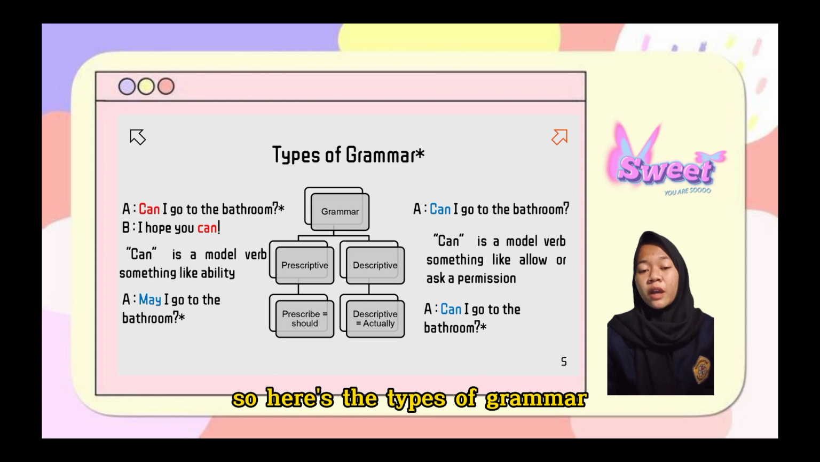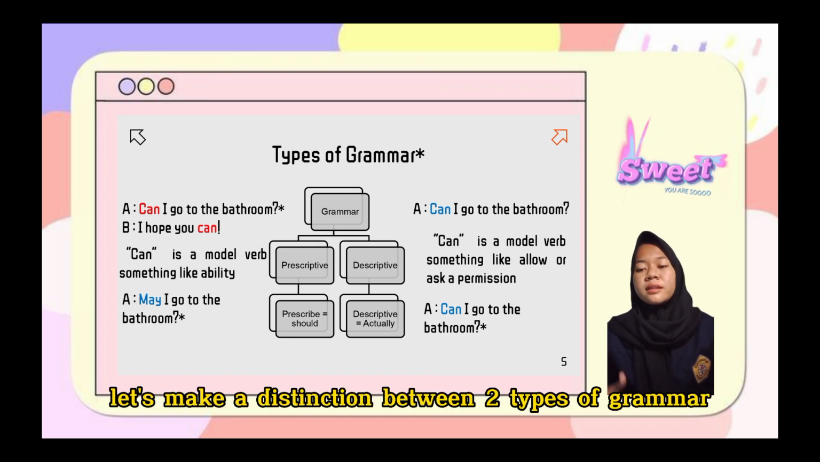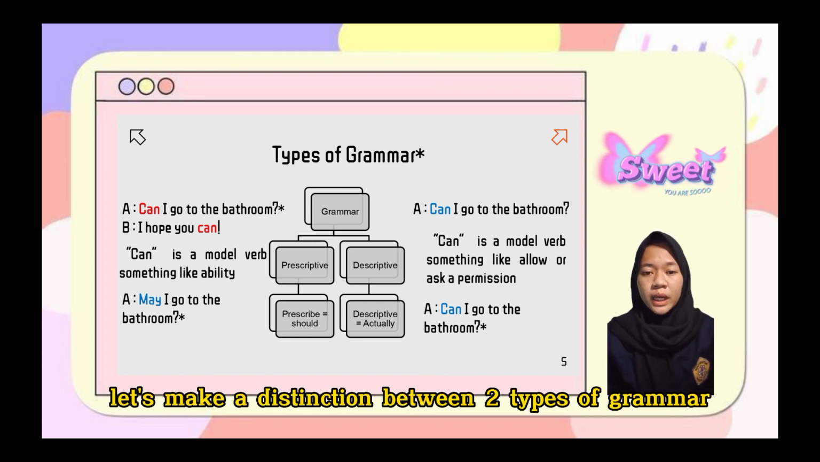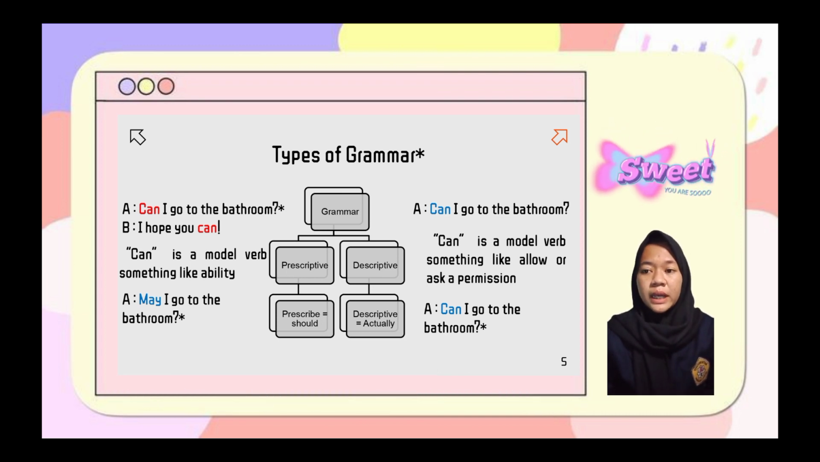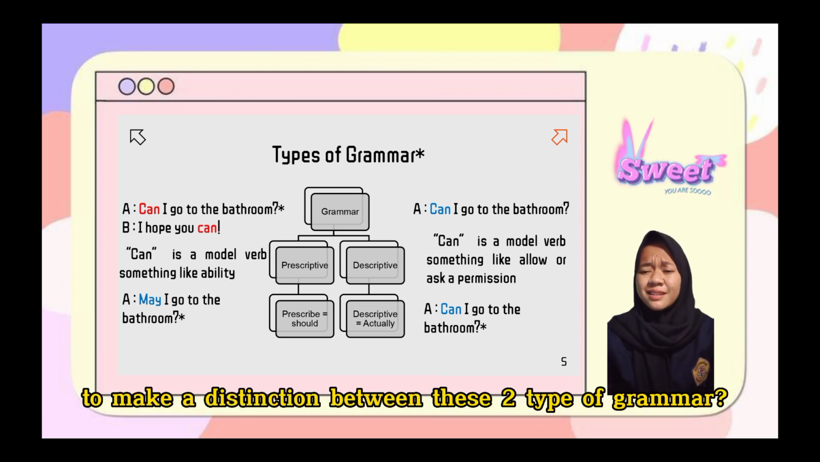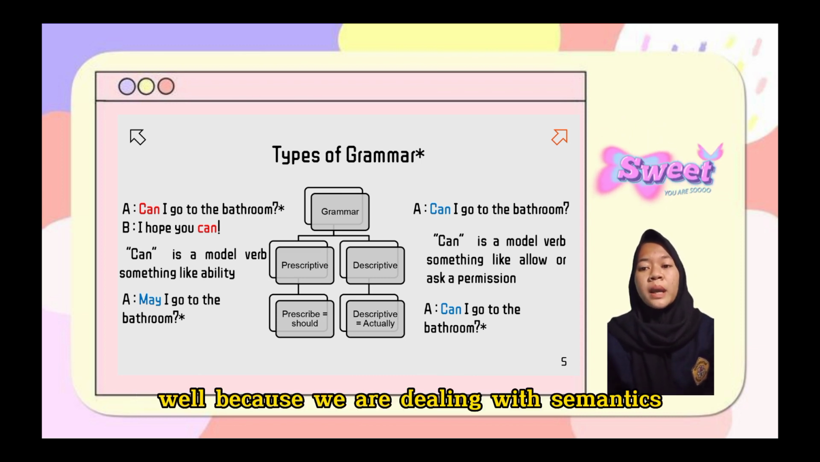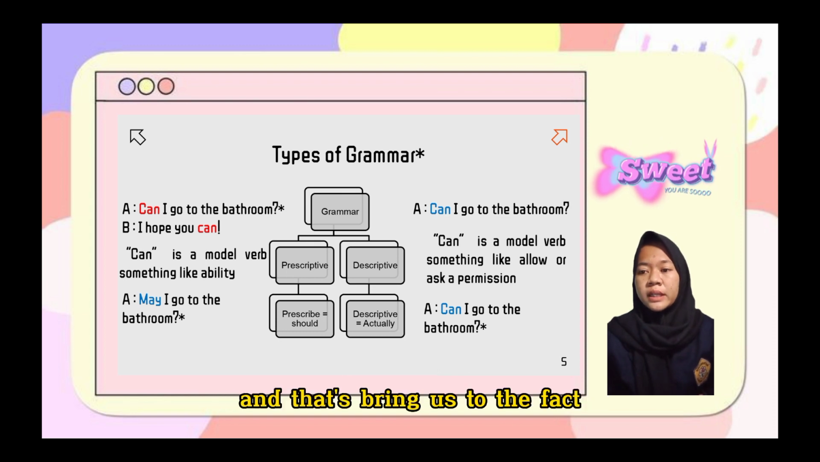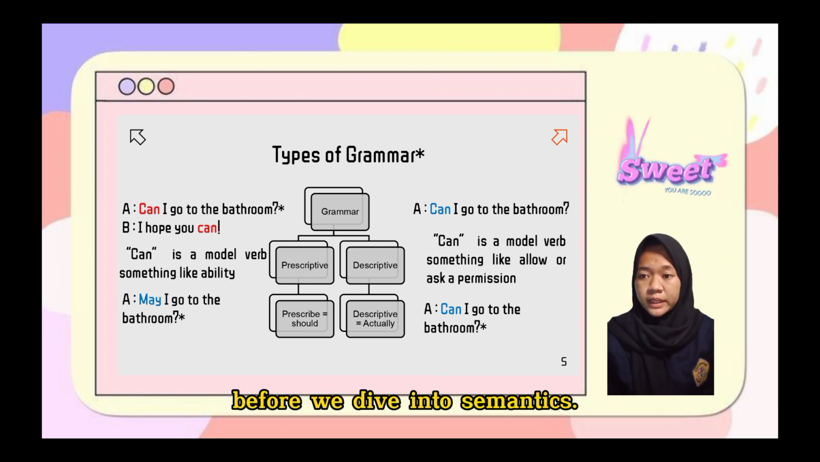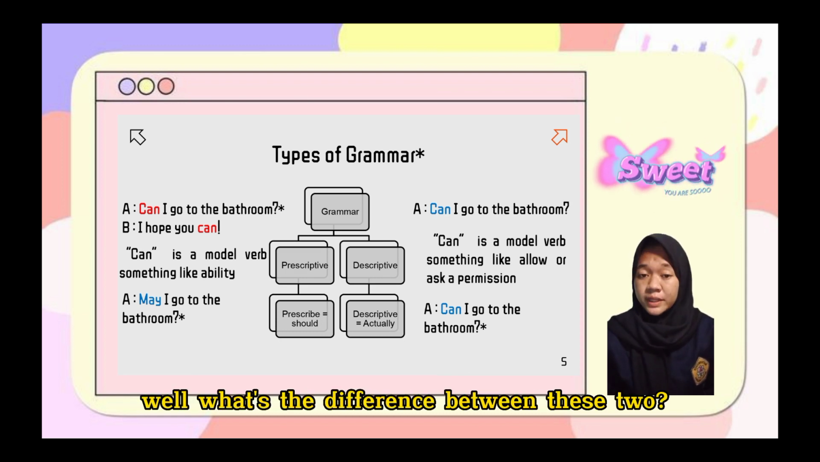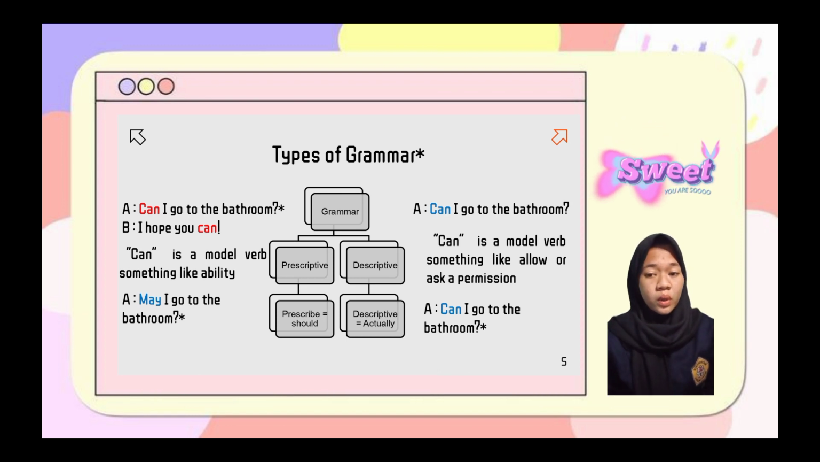So here are the types of grammar. Let's make a distinction between 2 types of grammar. The first type of grammar is called prescriptive, and the second is called descriptive. So why is it important to make a distinction between these 2 types of grammar? Well, because we are dealing with semantics, and semantics is part of grammar, and that brings us to the fact we have to make our intentions clear before we dive into semantics. Well, what's the difference between these 2?